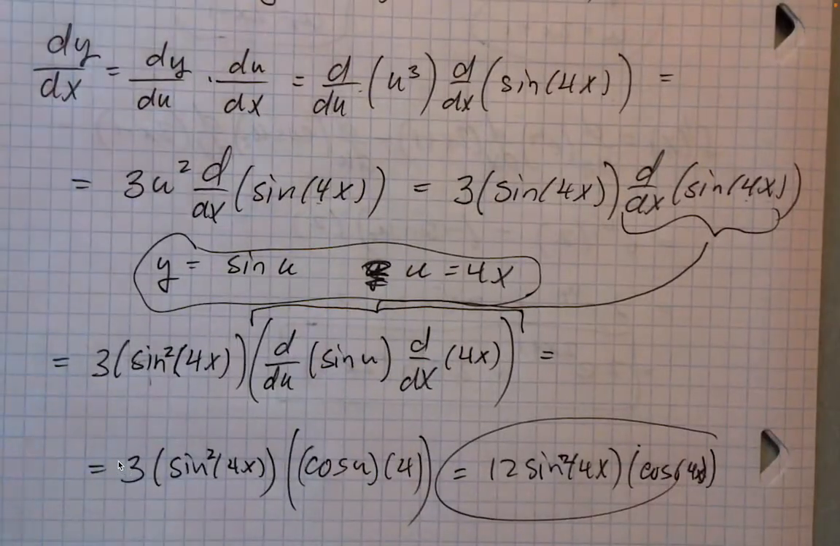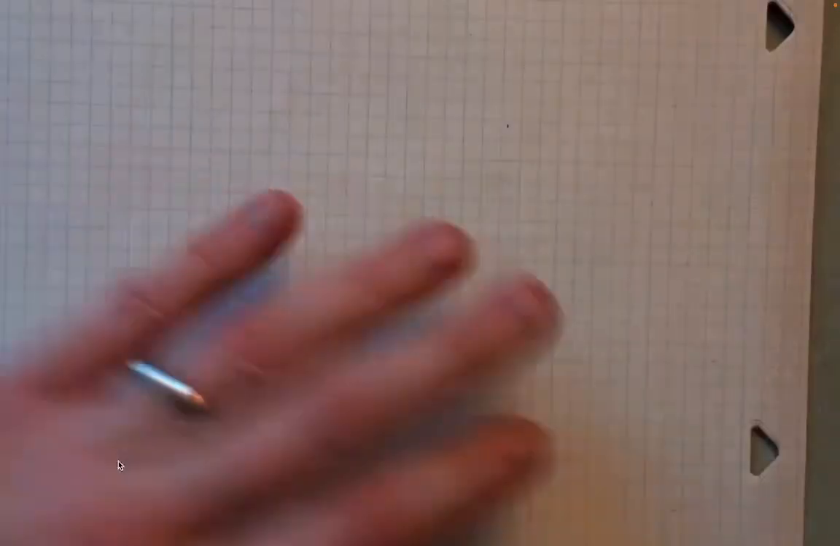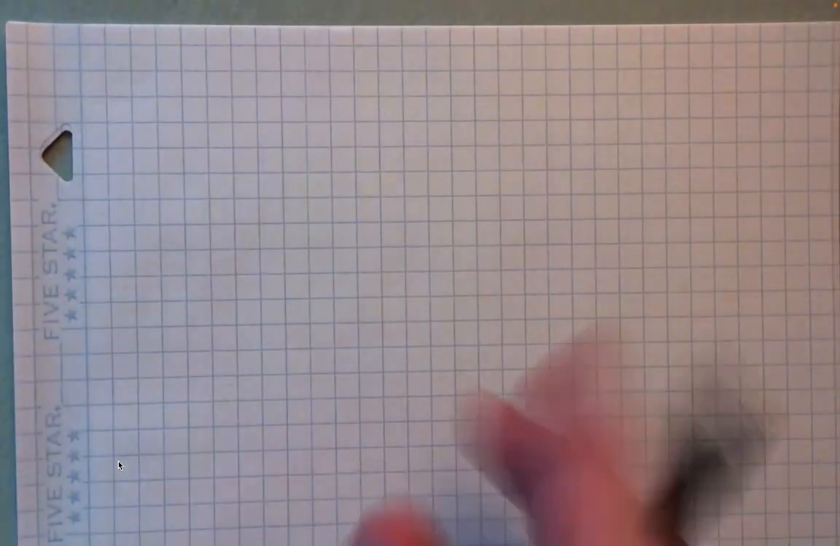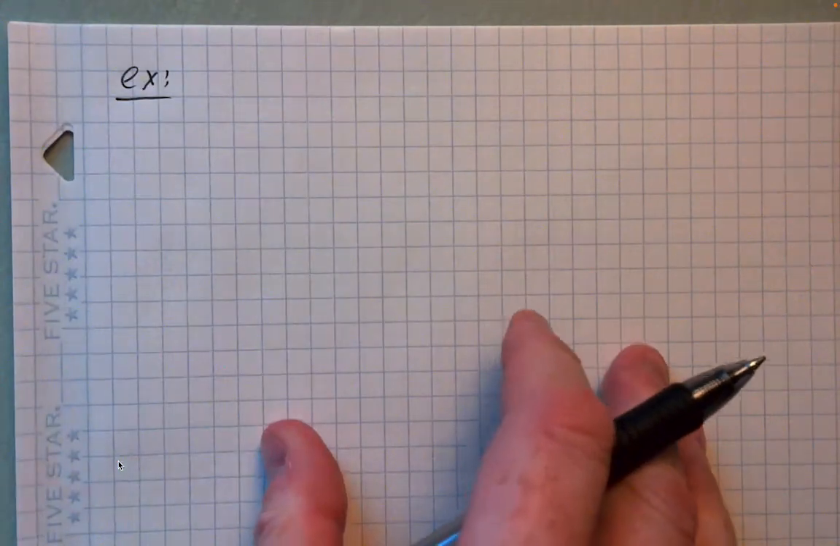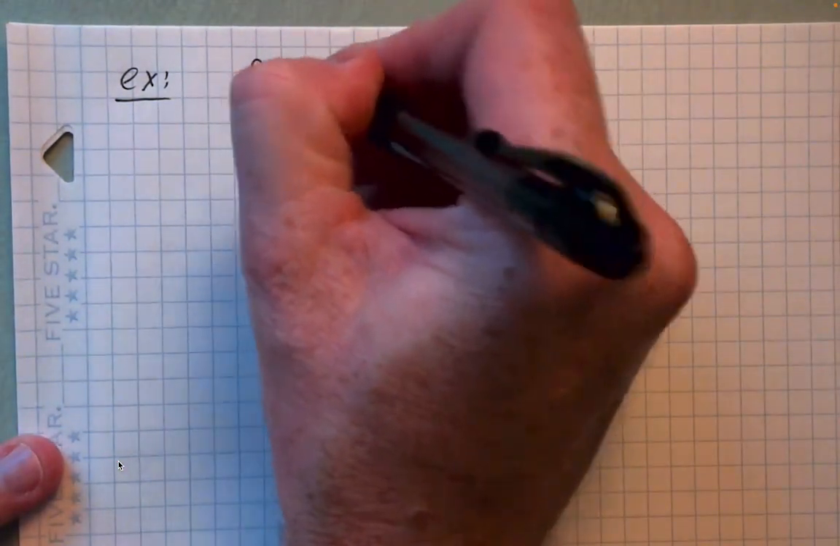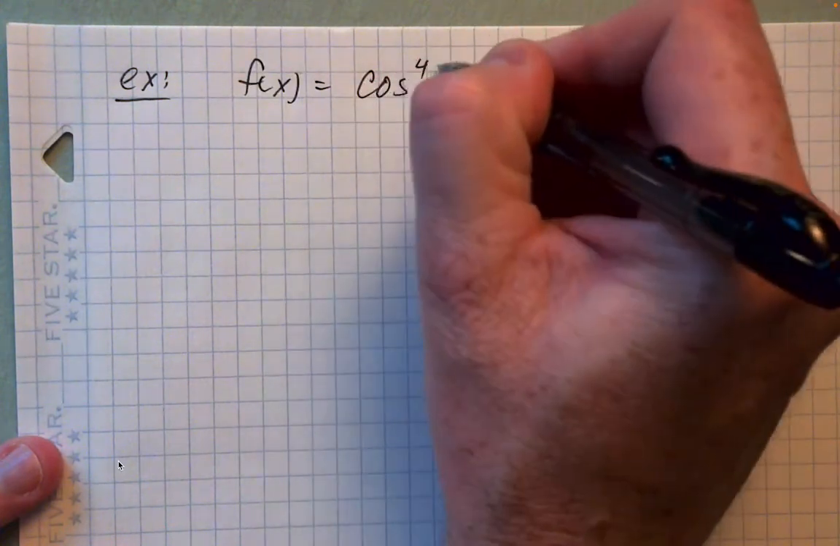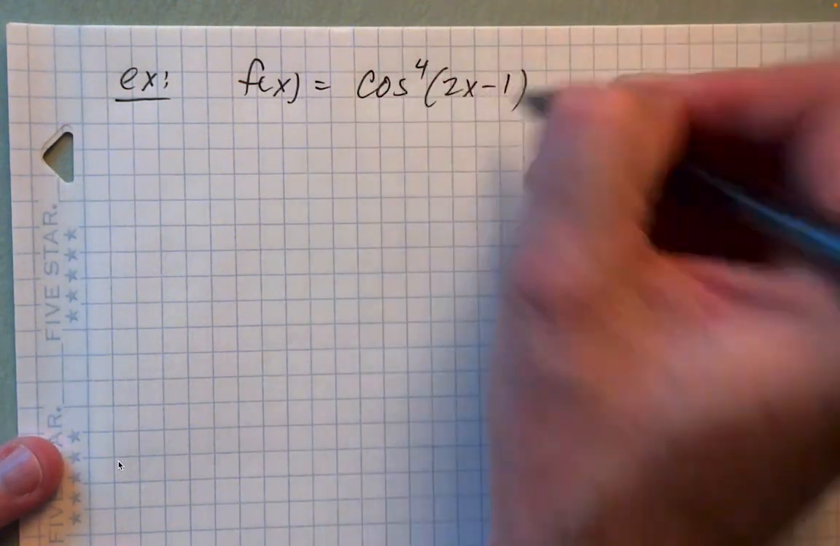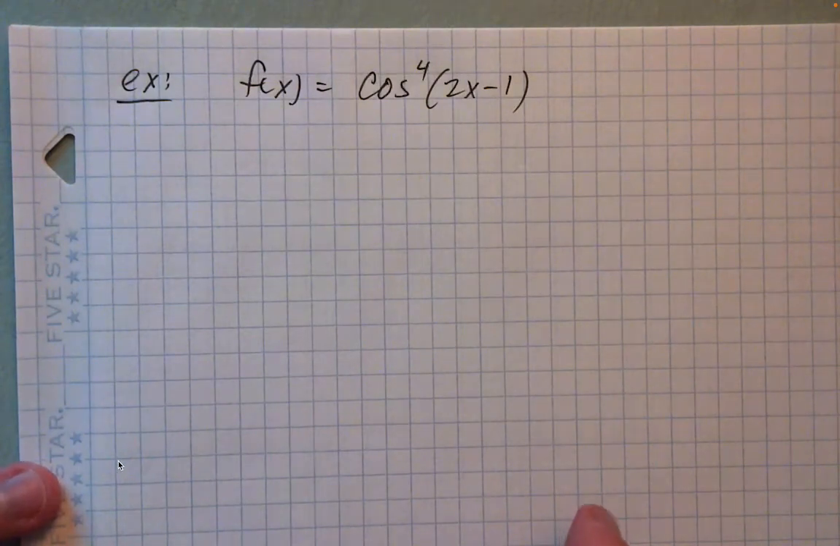Okay. Very good. So sometimes it depends on your level of experience. It also depends on what the function is, but sometimes one notation is preferable to another. All right, let's see here. How about let's try another one kind of similar to that. One more example here. So f of x equals cosine to the 4th power, and the argument is 2x minus 1. Find f prime.